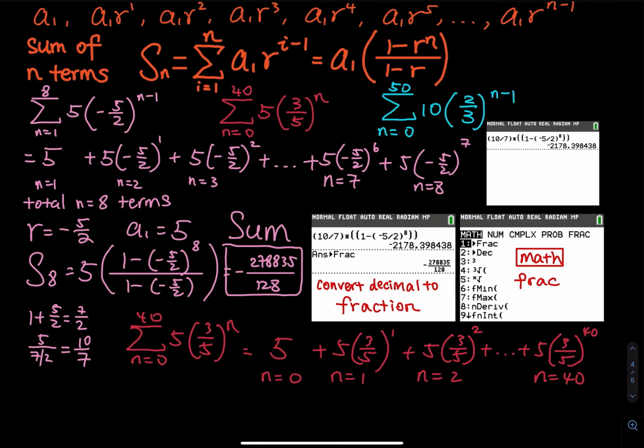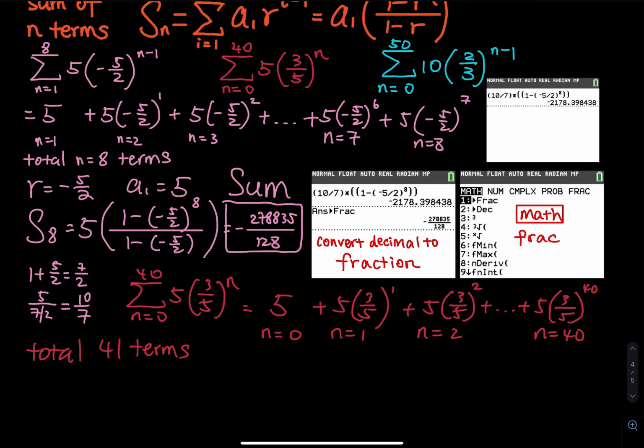So how many terms are there? From 1 to 40, there are 40 terms. And then you have n equal to 0, so the total is 41 terms. And then what is the common ratio? The common ratio is 3 over 5, and then what is the first term? The first term is right over here. I am going to bring that over, 5 times 3 over 5, that is equal to 3.